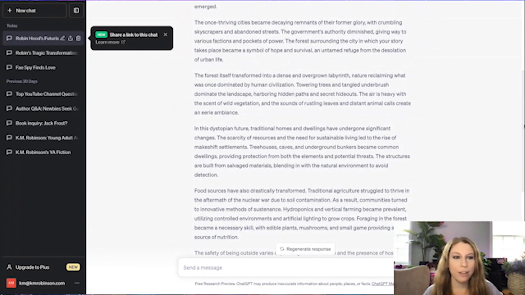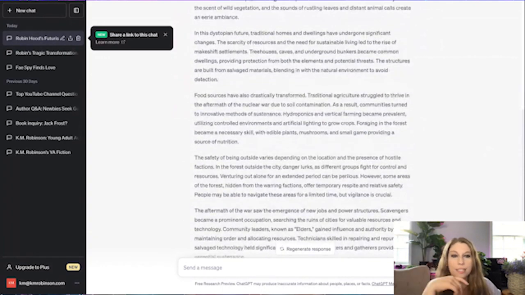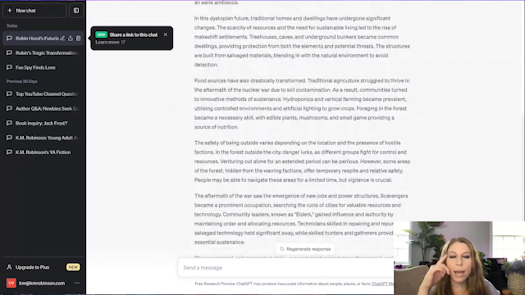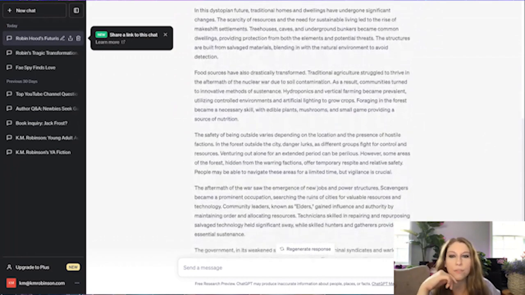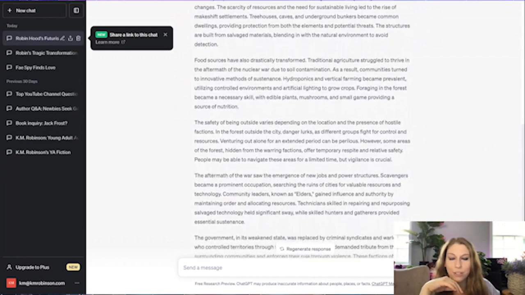So we're just going to keep going through here. You're going to keep reading through this. It's not going to let me grab the button. There we go. We're just going to skim some more of this. Hydroponics and vertical farming became prevalent. Oh, I love that. Foraging in the forest became a necessary skill, with edible plants and mushrooms and small game providing a source of nutrition.